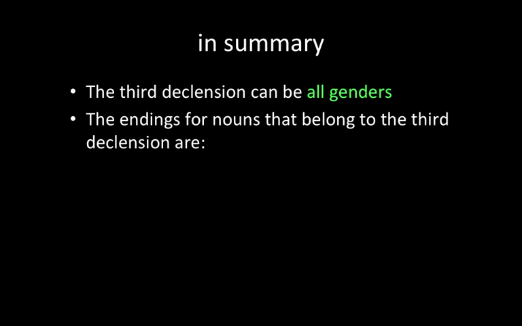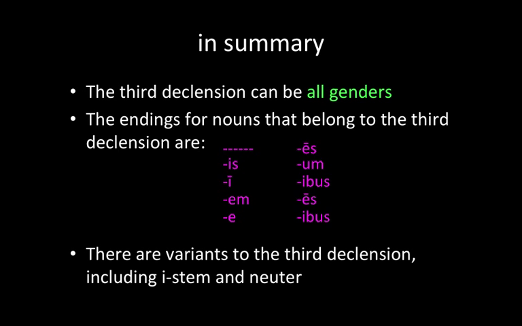So in summary, third declension nouns can be all genders. The endings for the nouns that belong to the third declension are basically this with some variants. Remember that the blank is there because there's no set ending. And there are variants to the third declension, including i-stem and neuter.